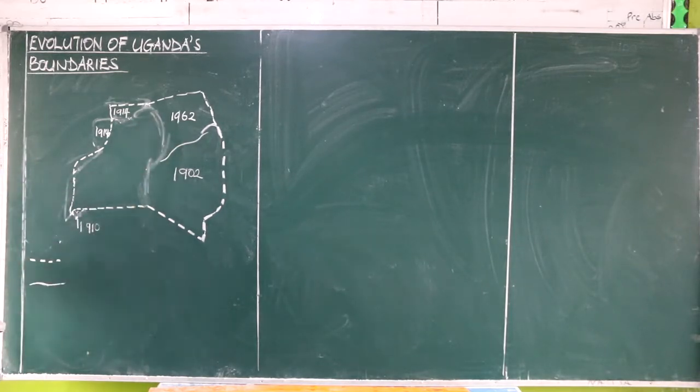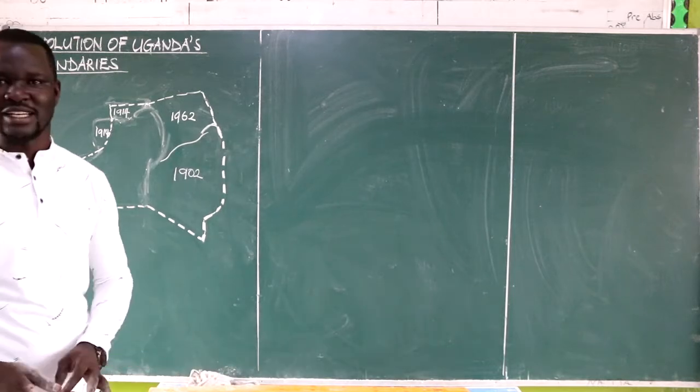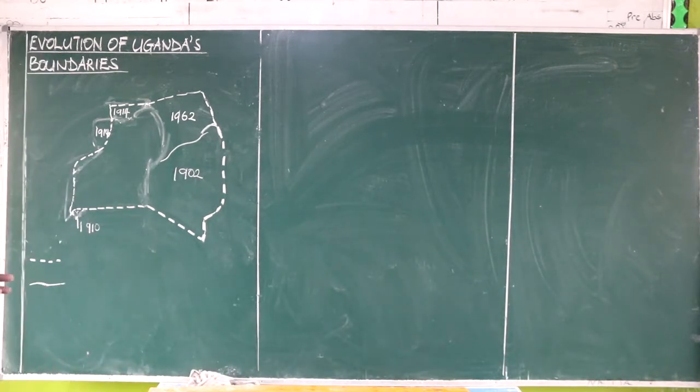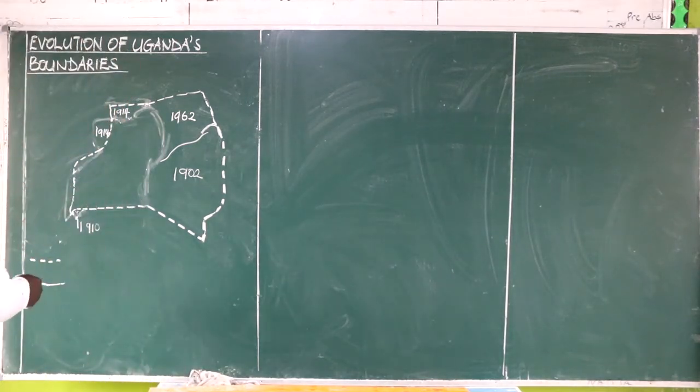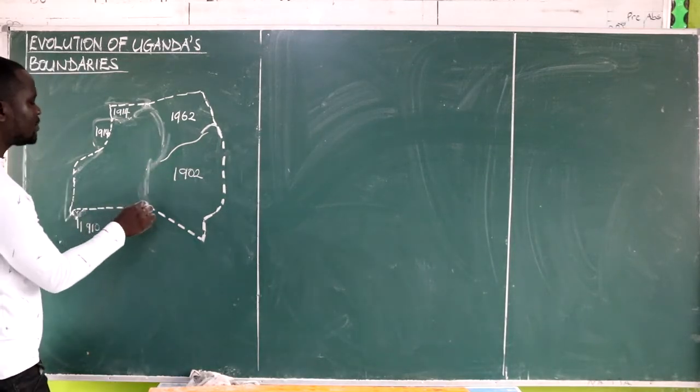I believe when you look at that, it looks a little funny to you right now. But we are saying that different parts were put into Uganda and some parts were removed from Uganda. Now we are going to look at these parts one by one. We have this part.